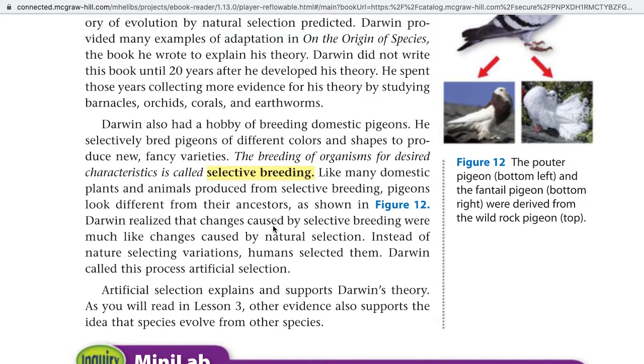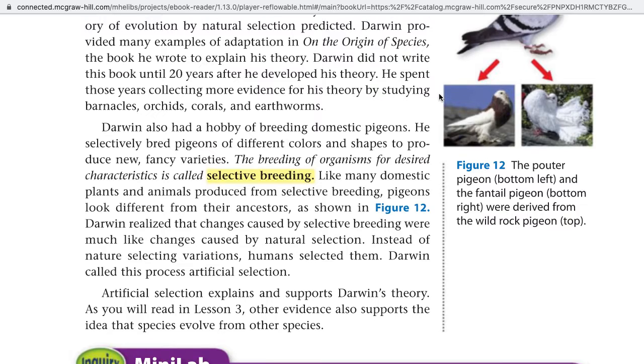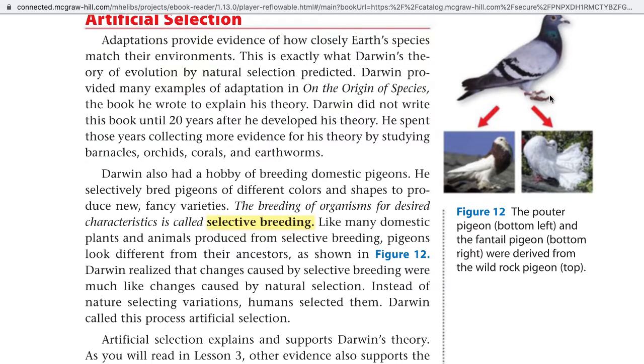Darwin realized that changes caused by selective breeding were much like changes caused by natural selection. Instead of nature selecting variations, humans selected them. Darwin called this process artificial selection. So selective breeding turns into artificial selection. So you kind of see here, both types of these pigeons have come from the rock pigeon at the top. And so they say this is a powder pigeon and this is a fantail pigeon.